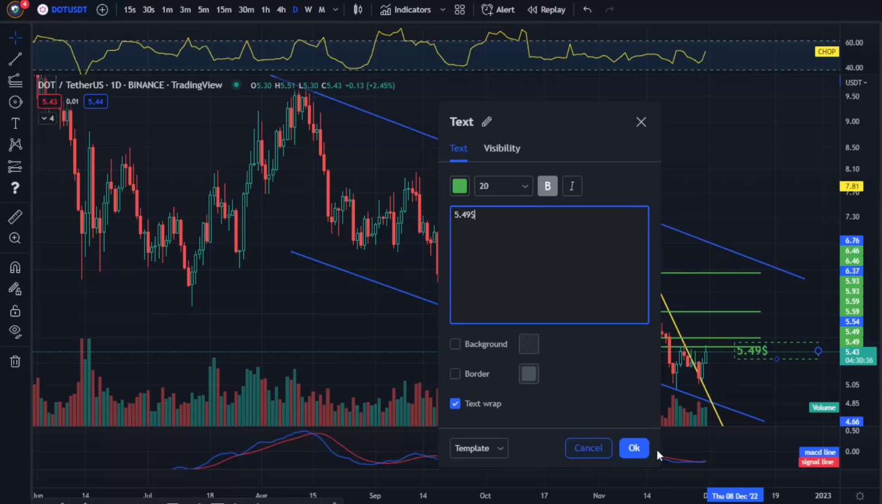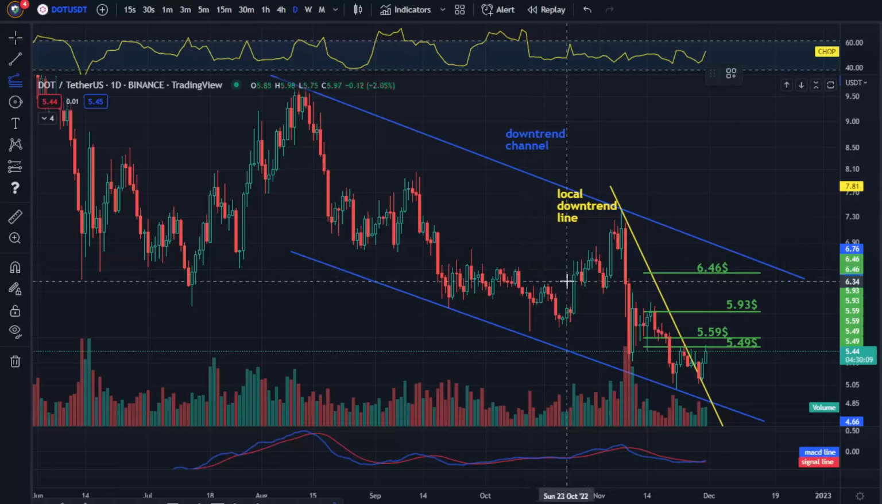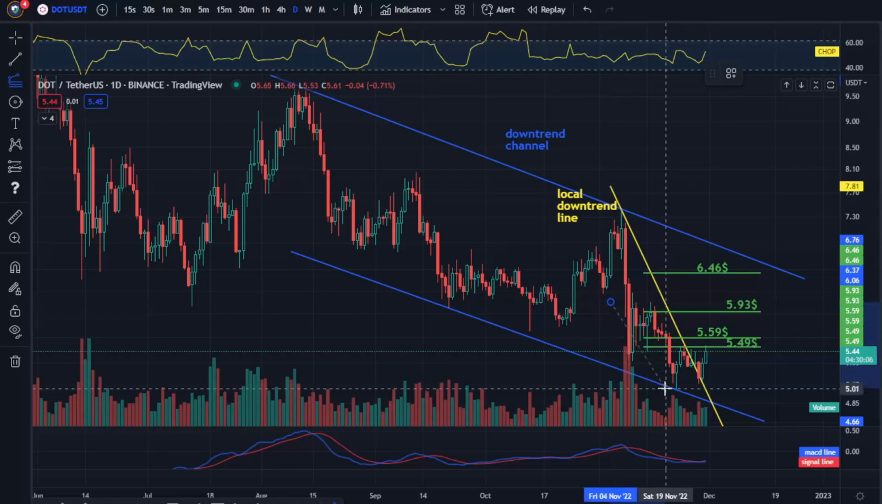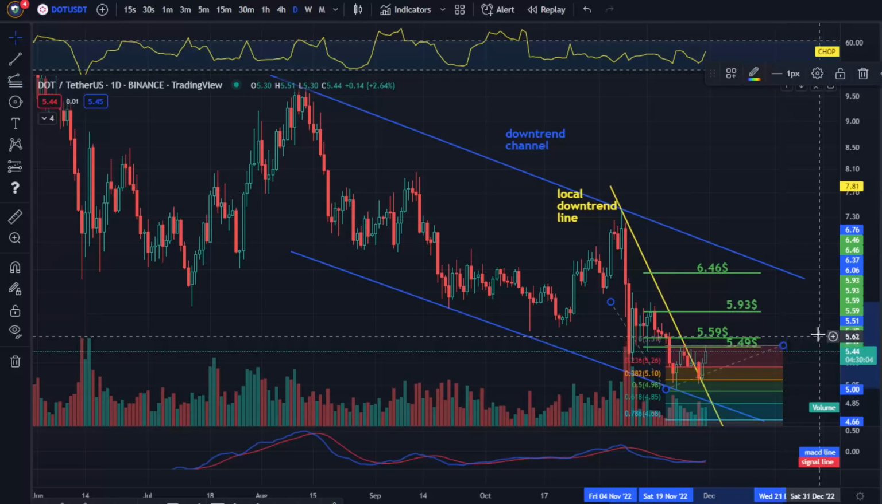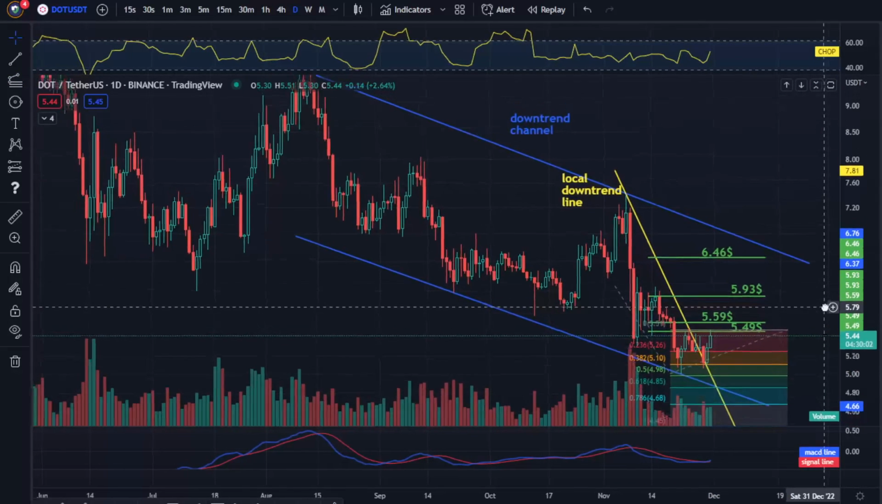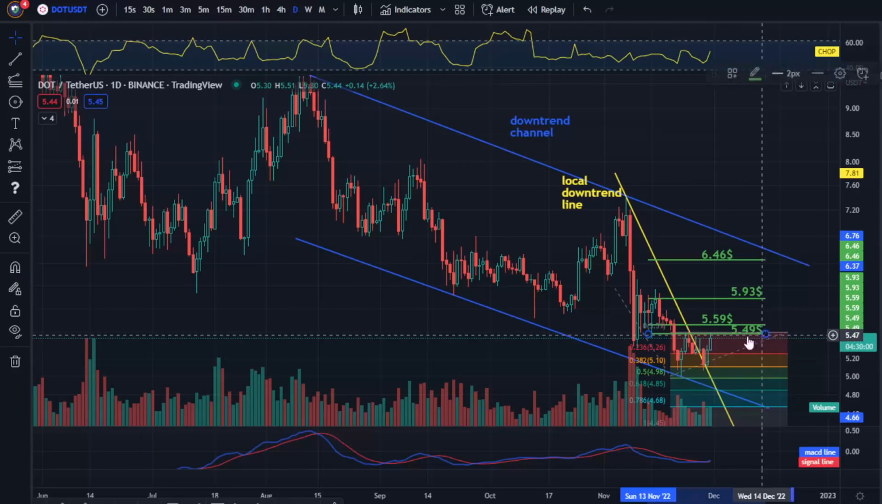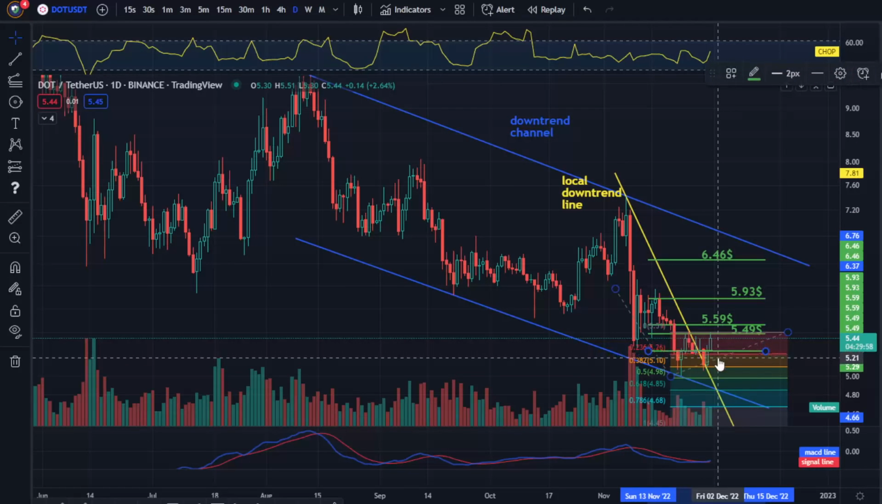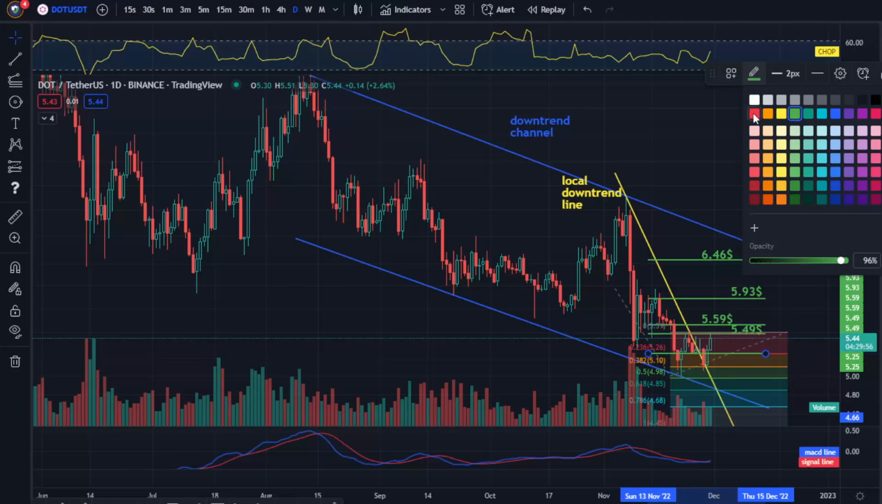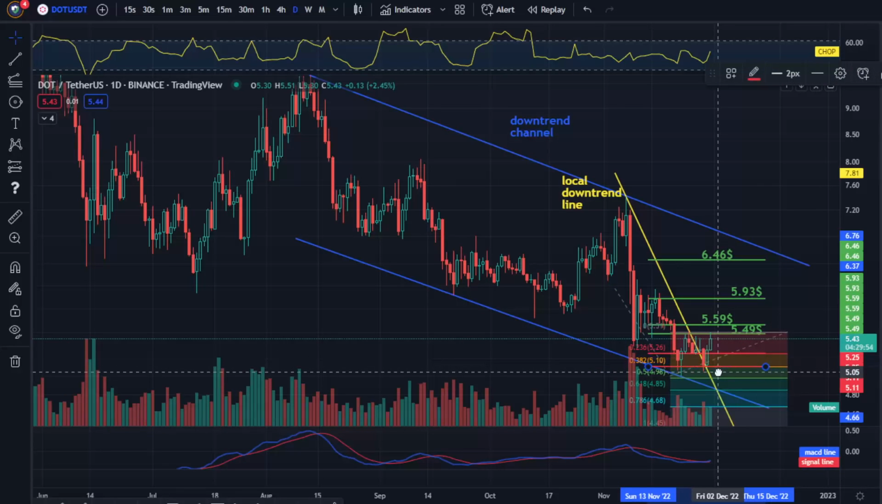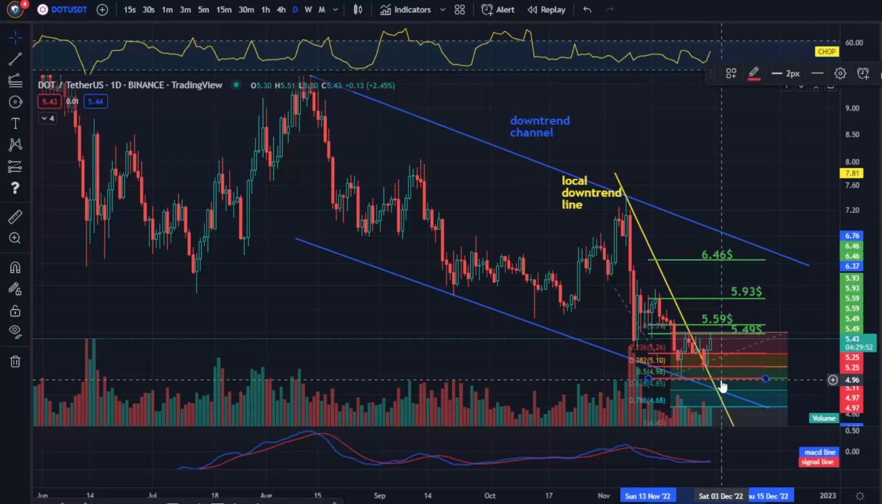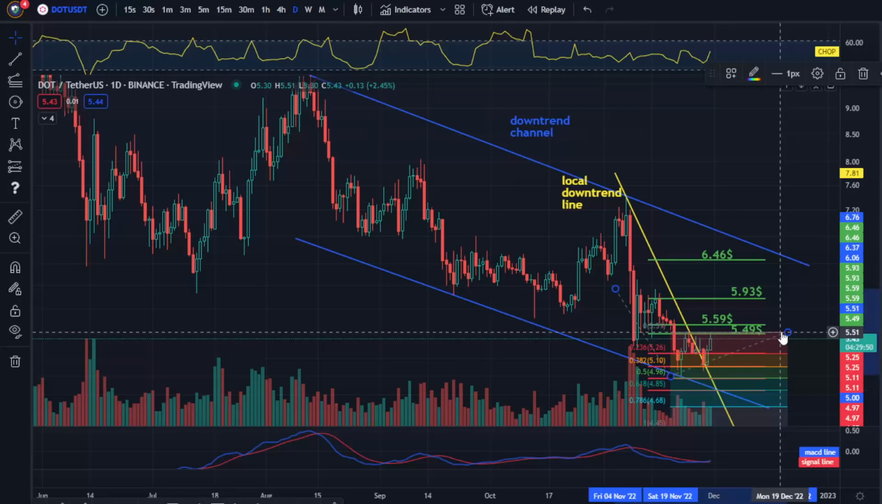Looking the other way, the same with the trend-based fib extension tool, we will check what supports we should take into account. So we have the first support at $5.25, the second at $5.11, the third at $4.97, which is also equal to 0.5 fib, and the fourth support at a price of $4.85.